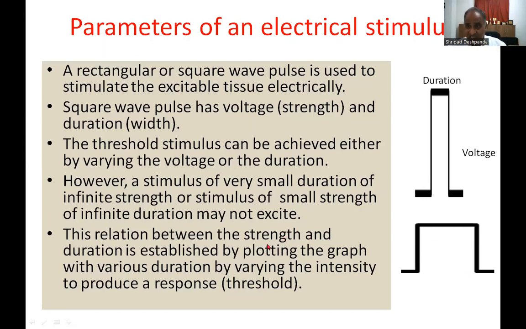That we would see in the strength duration graph. Having understood the electrical stimulus, it's a rectangular or a square wave pulse. It has a strength, that is the height, and it has a width, that is the duration. Usually duration is in milliseconds, the strength is in voltage. Then the threshold stimulus can be achieved by varying either the height or the voltage, or by altering the duration or increasing the duration, or both. You can use both the combinations.